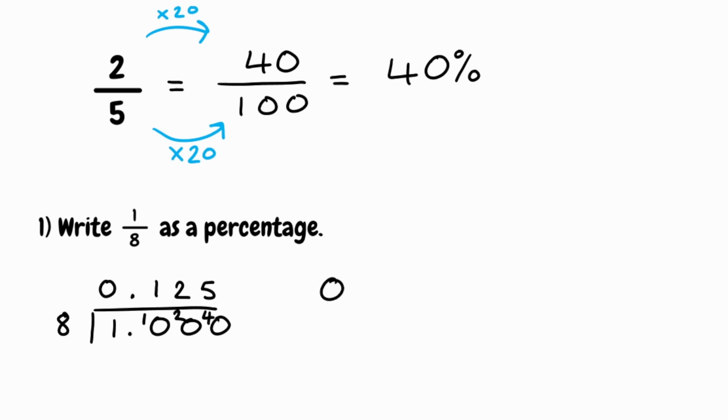So if it's 0.125 as a decimal, all I need to do now to get from a decimal to a percentage is multiply by 100. So because I'm multiplying by 100, all the digits are going to move 2 places to the left. So if I multiply this by 100, that's going to give me 12.5, and then this is the percentage. So 1/8 as a percentage is 12.5%. So let's try this with a couple more examples.